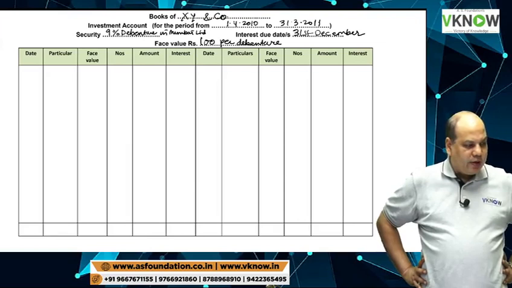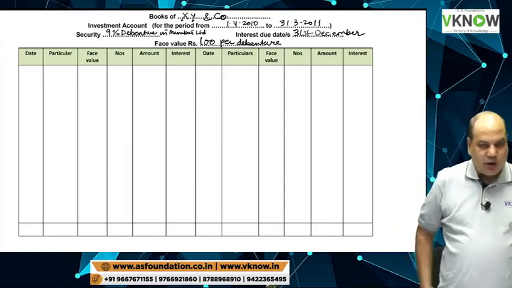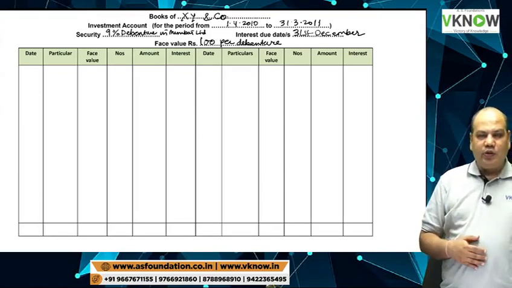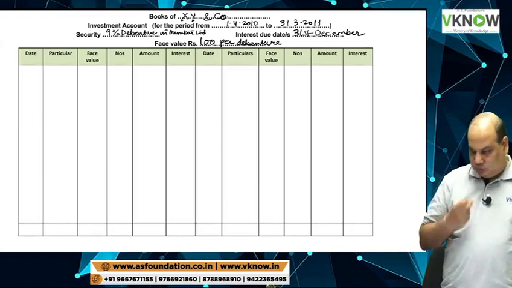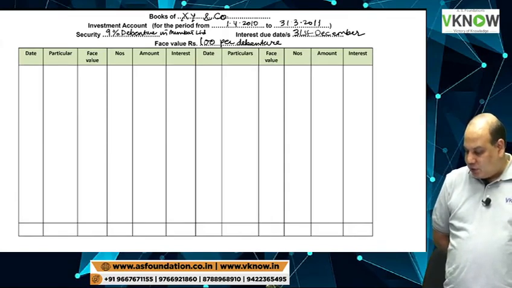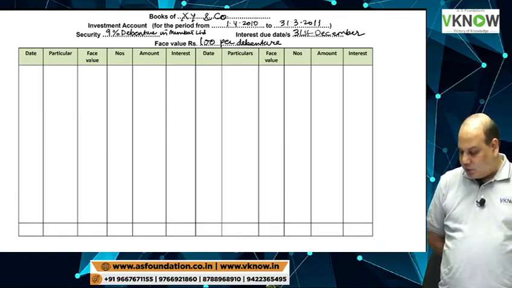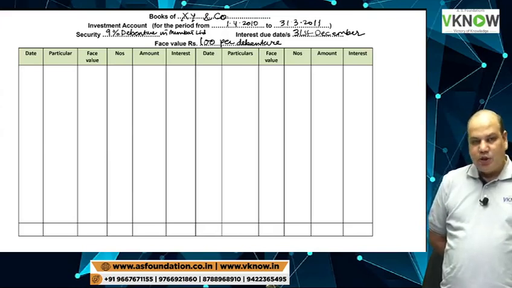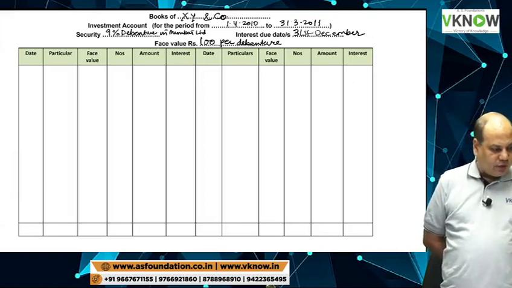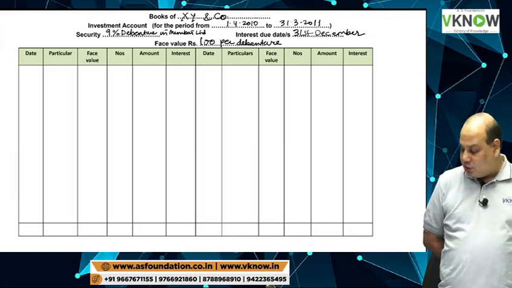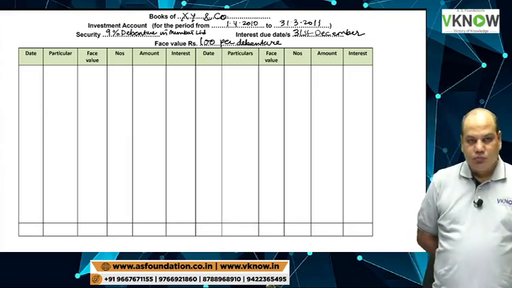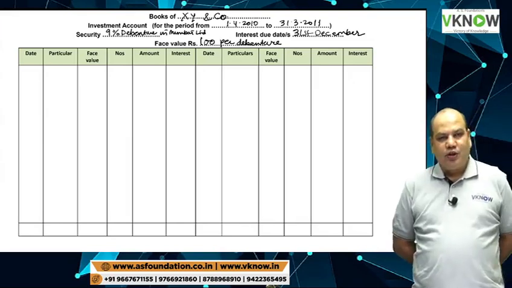Is the format ready? All of you, please let me know whether your format is ready. Say yes. The format columns are date, particular, face value, number, amount, interest. Draw around 20-25 lines. You need a scale because there are so many columns. Draw properly, use a scale. Is it over?